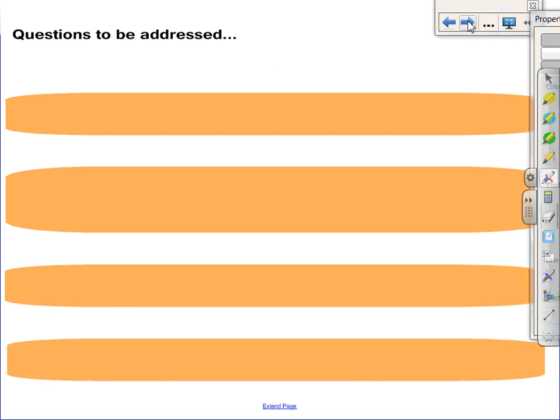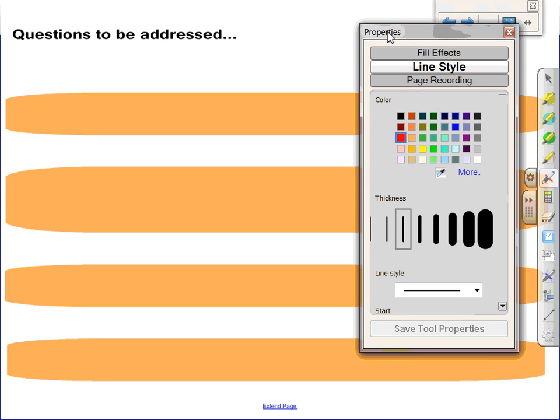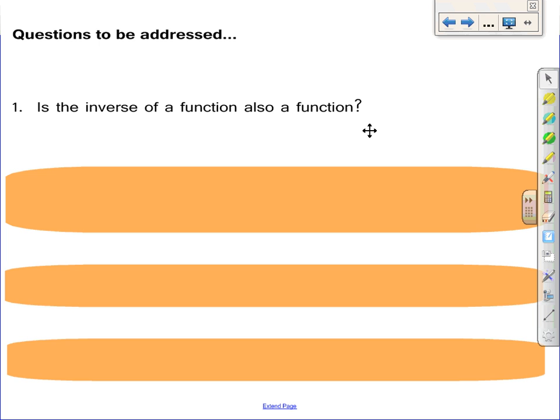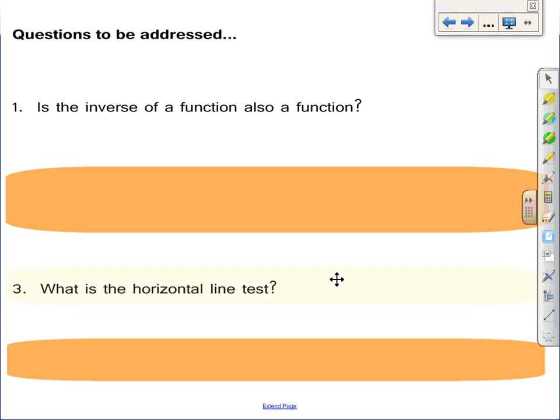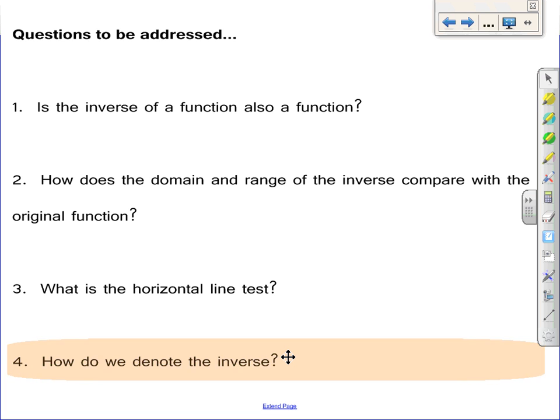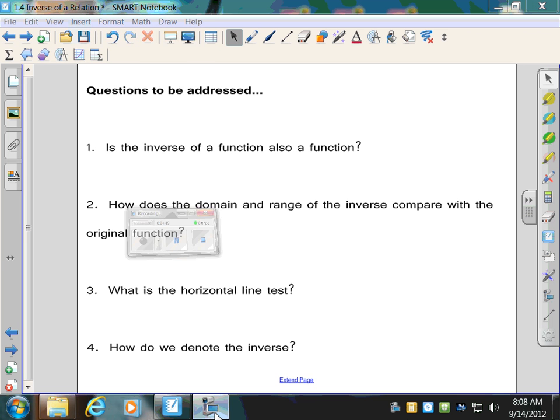So we're going to answer some important questions when we get to class together. First of all, we're going to look at is the inverse of a function a function? And related to that, what is the horizontal line test? Because those two things are related. You can probably guess what that is. We're also going to talk about domain and range, how they compare, and how do you write down the inverse? So we're going to go over all those things together, but hopefully this has helped you get a gist or a start.